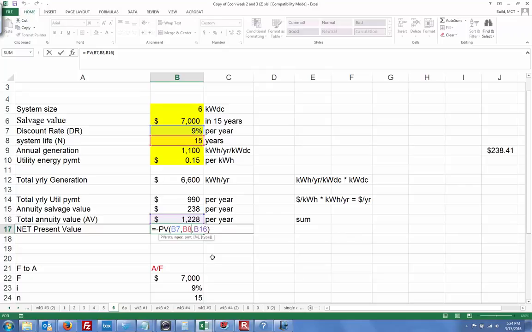So the rate is again just B7, that's the 9%. The number of periods is B8, that's 15. And then the payments are given, it's that $12.88. So that's the net present value.